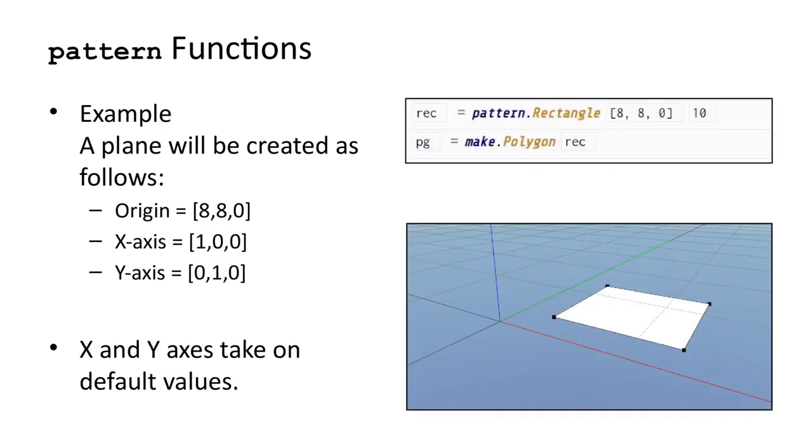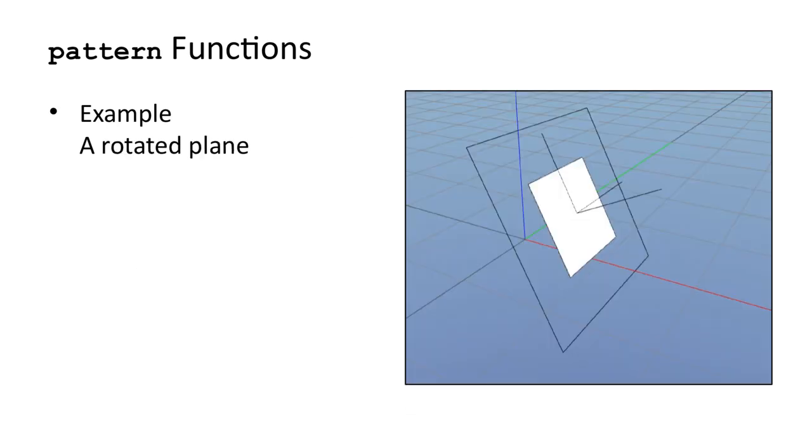Here is the result of calling the pattern.rectangle function, specifying the xyz coordinates of the origin. A plane will be created, with the origin at the specified location, and with the axes aligned with the global coordinate system. And here is the result of calling the pattern.rectangle function specifying a non-standard plane. The positions will be generated on the surface of the plane.